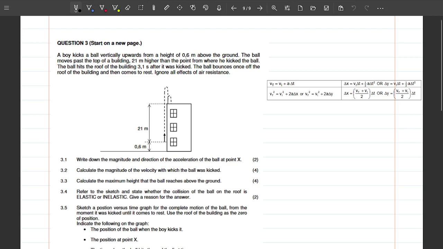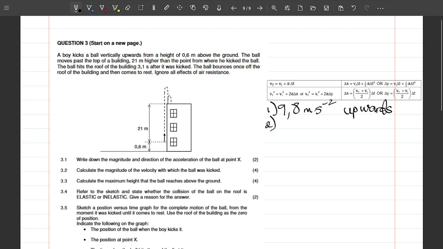Write down the magnitude and direction of acceleration at point X. I don't have to think this one through because acceleration is constant. It's always going to be 9.8 meters per second squared. You know this. This shouldn't stress you. This is velocity, not acceleration. There you go. 9.8 meters per second squared, and this is upwards at point X. Okay, so next question, number 2.